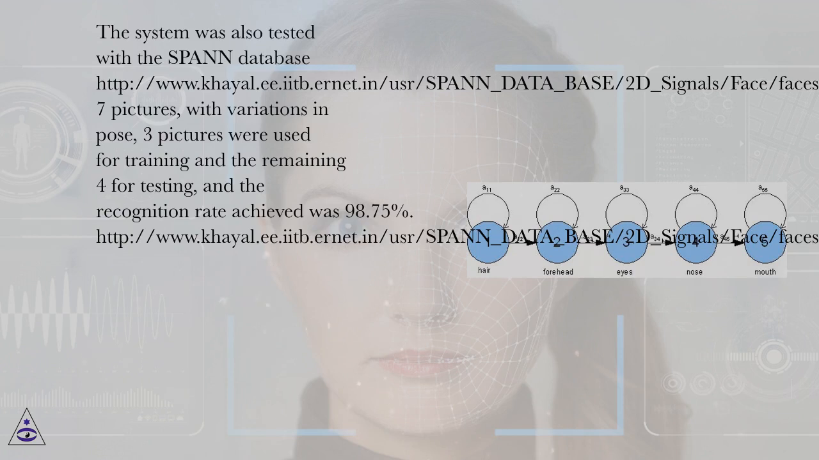The system was also tested with the SPAN database, containing 249 persons, each with 7 pictures, with variations in pose. 3 pictures were used for training and the remaining 4 for testing, and the recognition rate achieved was 98.75%.